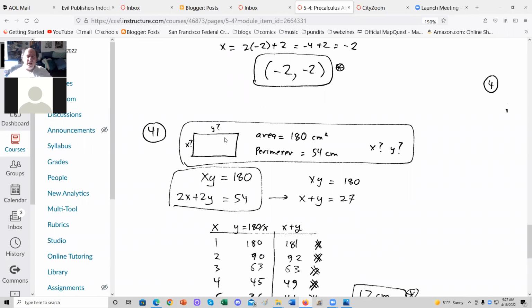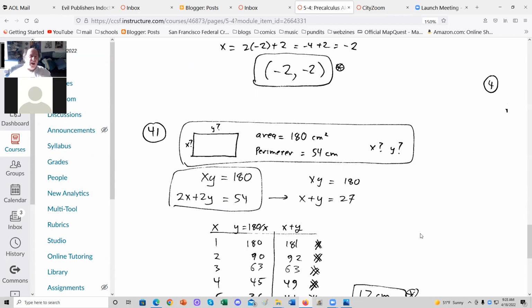Now here we have a rectangle with unknown sides, x by y. We're given the area is 180 square centimeters, and the perimeter is 54 centimeters. And what are x and y? The area is width times length, so xy equals 180. The perimeter is twice x plus twice y, that equals 54. xy equals 180, 2x plus 2y equals 54. We can reduce the second equation by dividing throughout by 2. xy equals 180, x plus y equals 27.